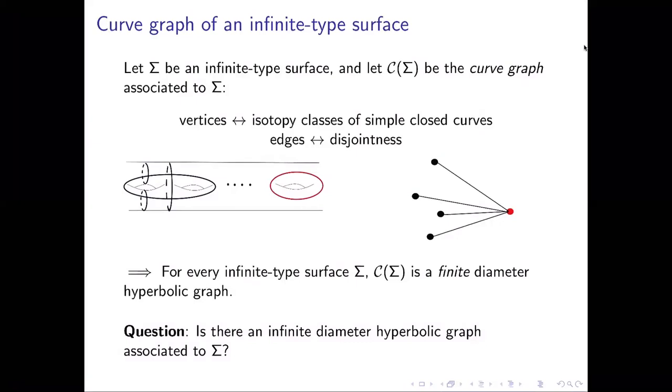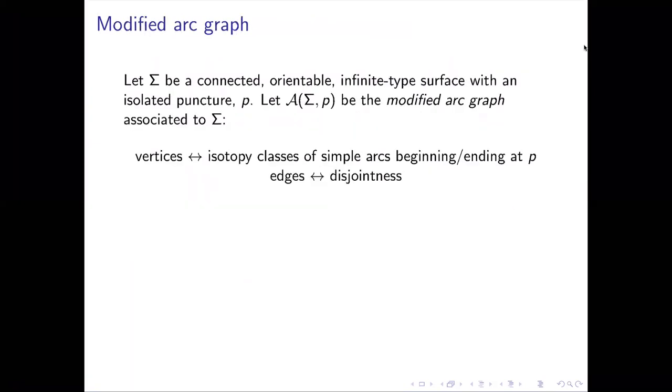And so the question is, is there an infinite diameter hyperbolic graph associated to an infinite type surface? And the answer is yes, as long as we assume that our surface has an isolated puncture. So if we have an infinite type surface with at least one isolated puncture, there could be more isolated punctures, and there could be plenty of punctures that are not isolated, but we just need the existence of a single isolated puncture, then we can define what's called the modified arc graph.